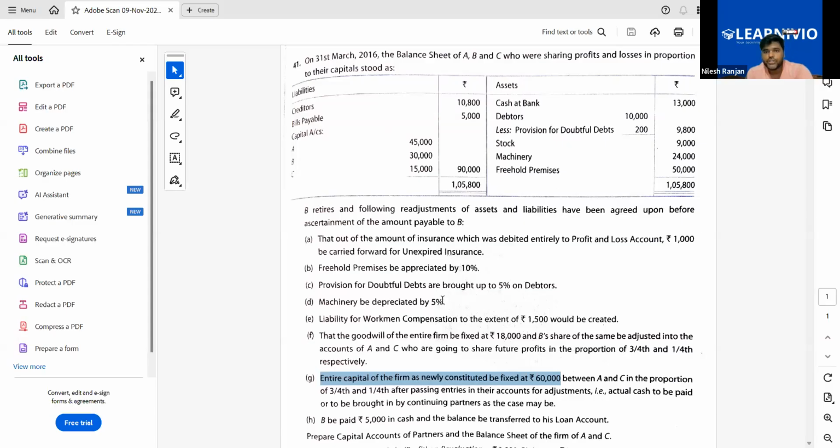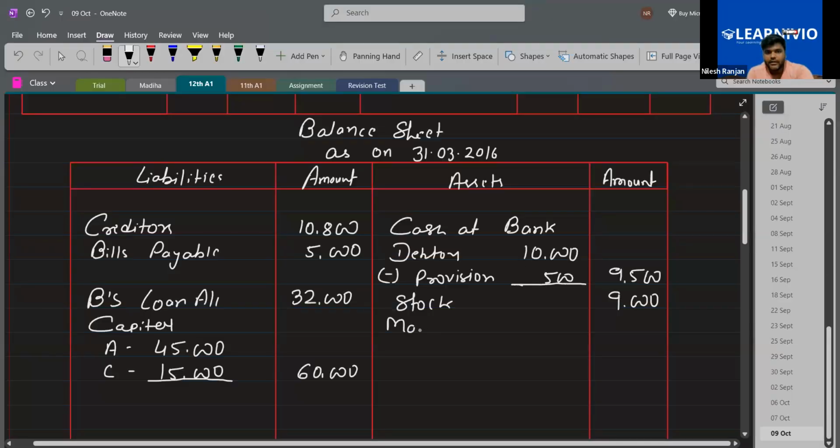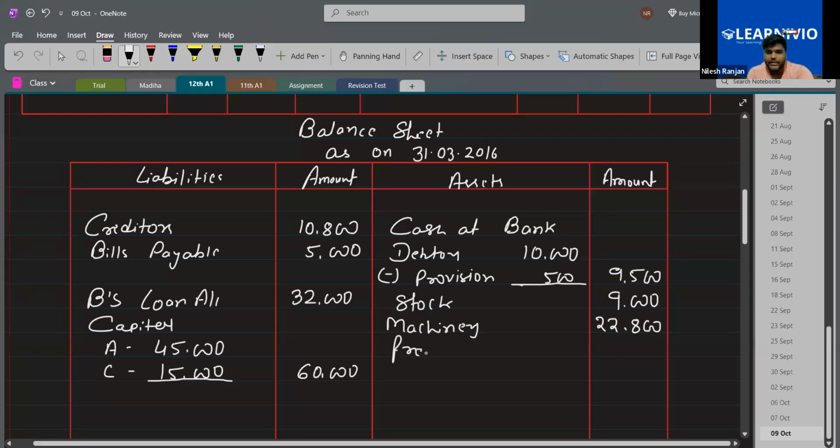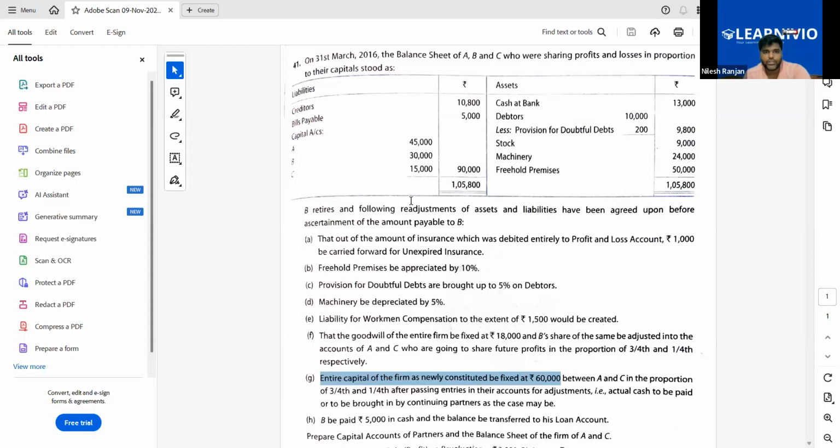There is change in machinery. There is depreciation of 1,200 into 24,000. So 22,800. After that, freehold premises, it increased by 10%. So 5,000. 50,000 plus 5,000, 55,000. So every item is completed, only cash at bank and capital is left.